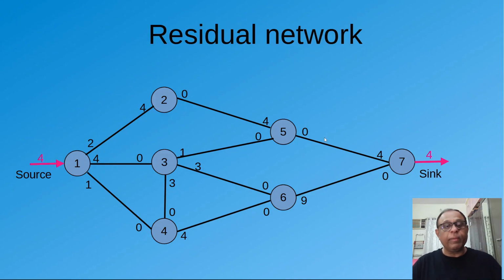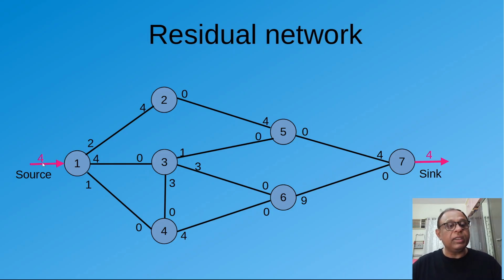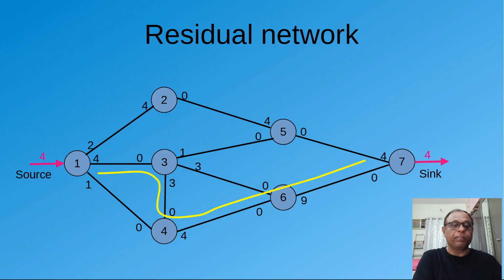Now we draw another augmenting path. The other augmenting path that we can draw is 1, 3, 4, 6 and 7. Before we go ahead, in the source, the arrow that is entering the source, we write a value of 4 here, and in the sink also we write a value of 4 here. This is merely to show that a flow of 4 can flow through this network. So we have assigned a flow of 4 in this network.